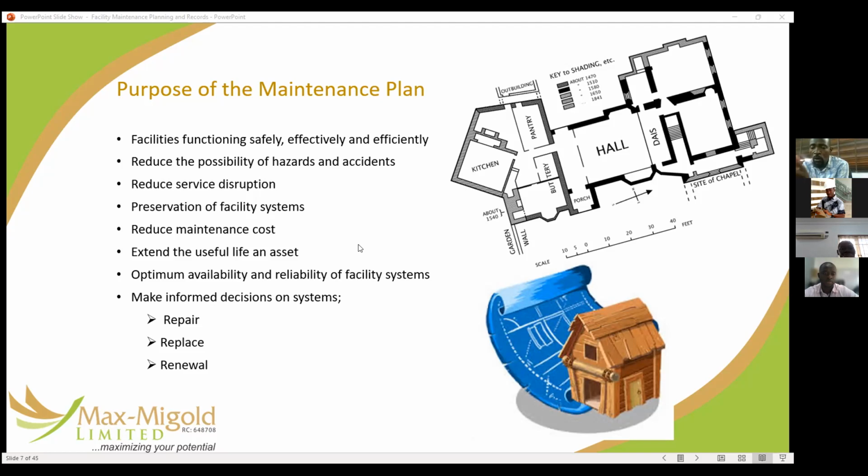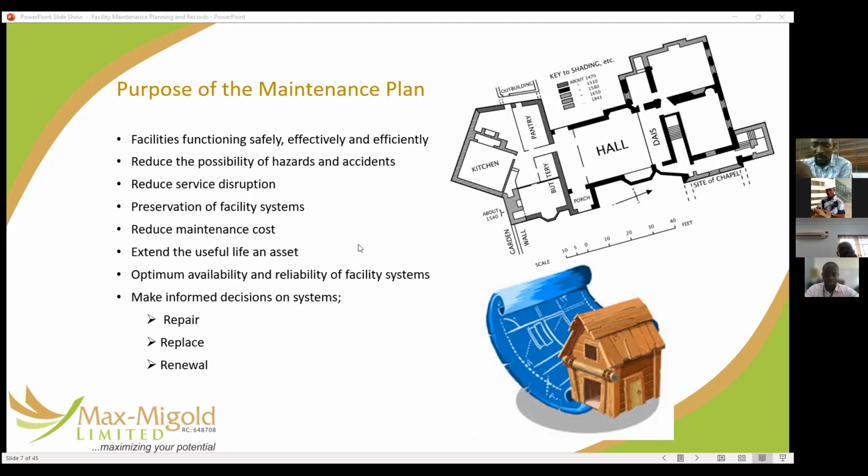So when you put all this in place, when you have a good maintenance plan in place, it helps you to reduce hazard and accident. So you don't wait until you are at speed on your tire before you conduct what we call wheel alignment or wheel balancing. Then it reduces disruption of service. So your equipment doesn't just break down abruptly.